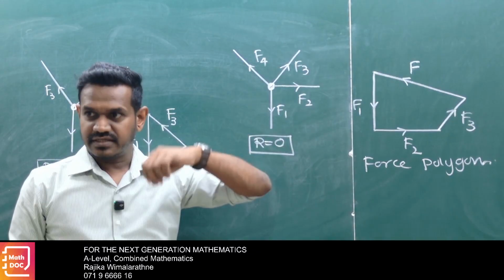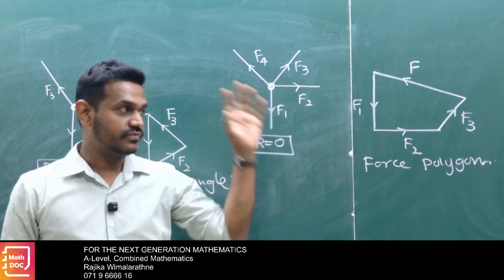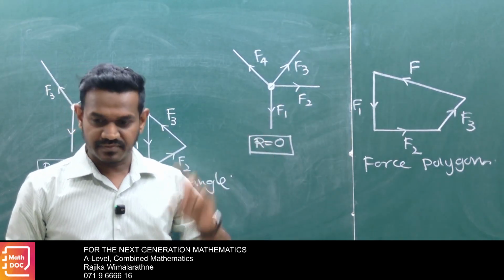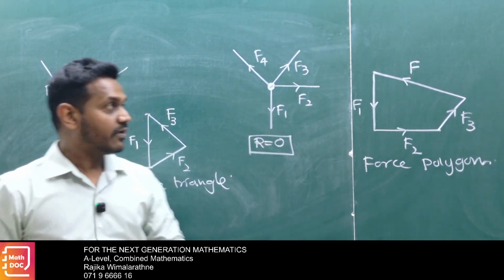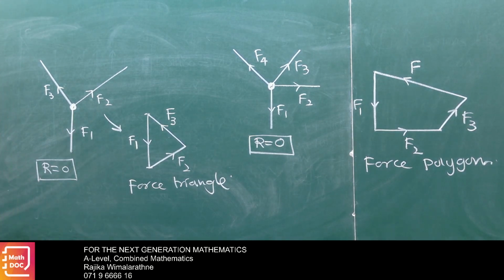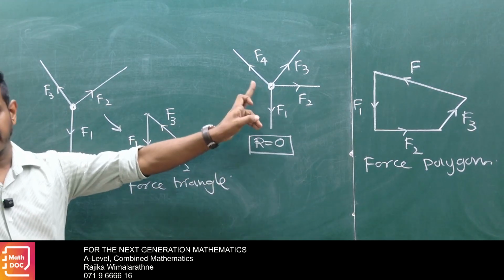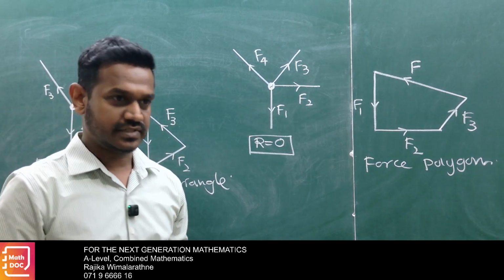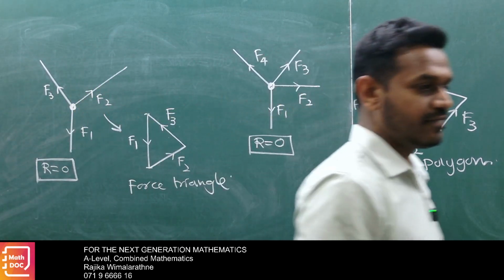By Bow's notation, we are going to do the same thing, but with different steps. Just sketch them. Here no resultant, the particle is in equilibrium. There can be many forces: 2 forces, 3 forces, 5 forces, whatever it is. Sketch them.